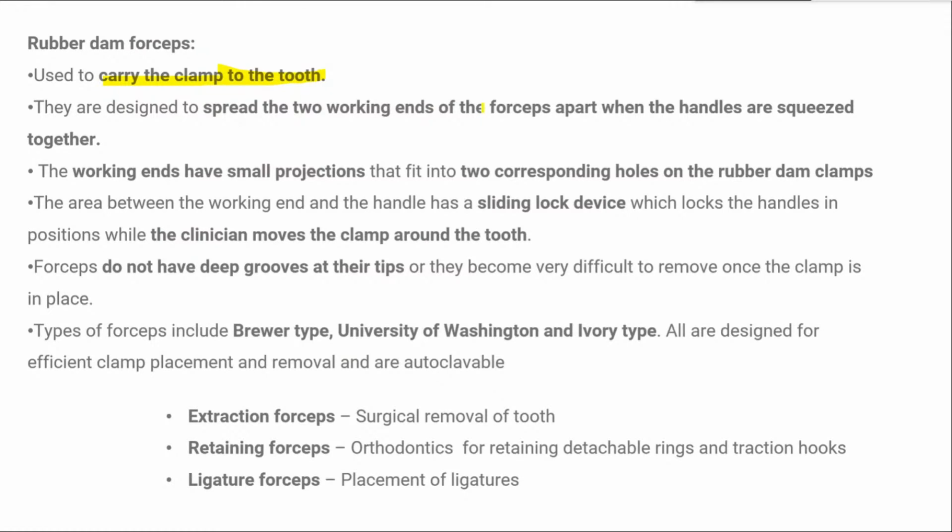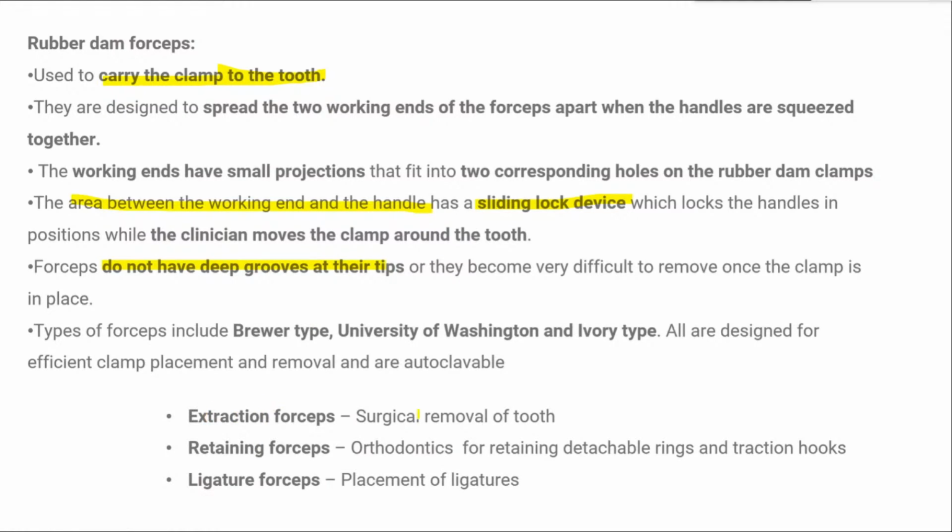This helps in taking the rubber dam clamp to the area of the tooth, and the area between the working end and the handle has a sliding lock device that locks the handles in position when we are placing the clamp onto the tooth. One more thing: they are toothed, but they don't have very deep grooves in their design. Why? Because if they had very deep grooves, the clamp would get attached very tightly, and we would not be able to place the clamp and then remove the forceps. The types could be Brewer type, Washington type, or Ivory type.